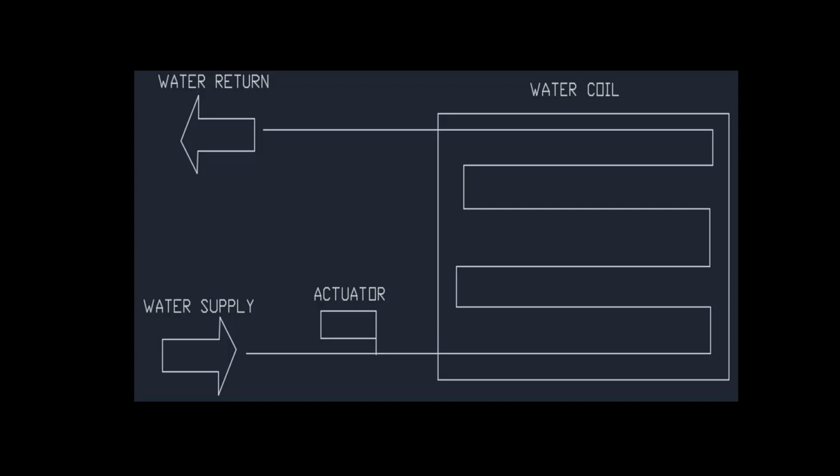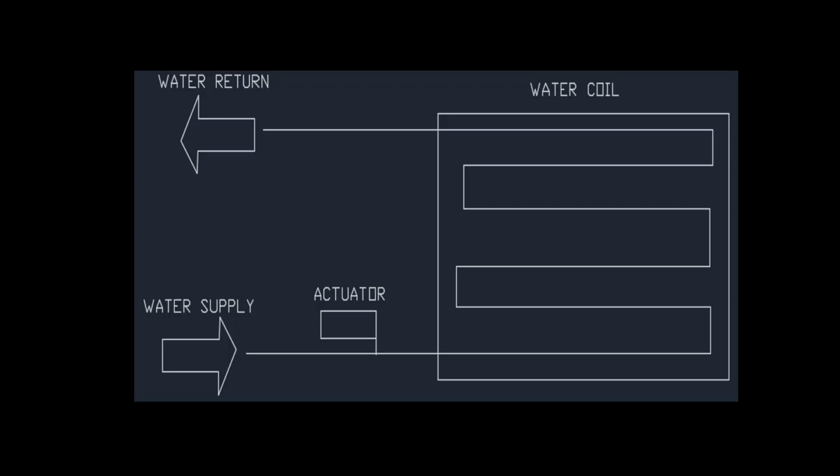Running a GPM that is high will allow for a good heating output, but the efficiency of heating a large amount of water to circulate through the coil is not very cost effective and not energy efficient.